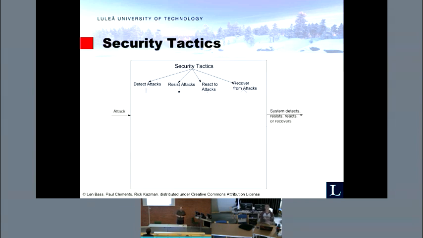Funny things. Okay, let's have a small discussion on these four categories of things you can actually do. To detect attacks, we already covered some of those. To resist attacks, what can you do to prevent them from happening? How to react to certain attacks and how to recover from the attacks. So like 2-3 minutes.